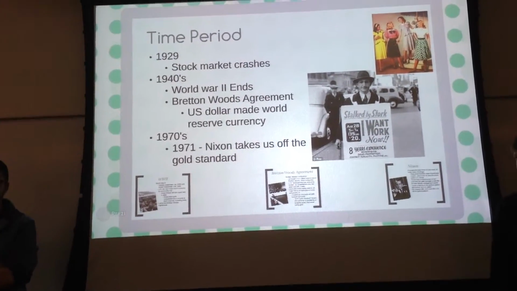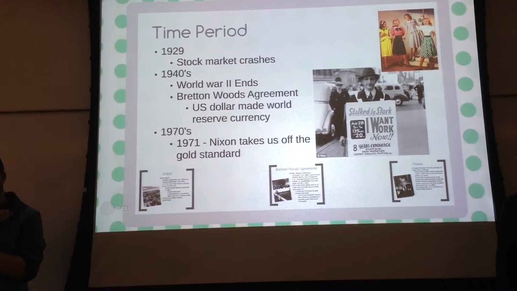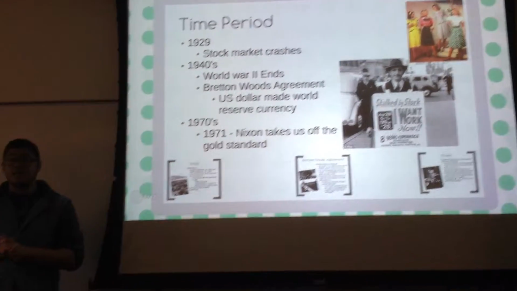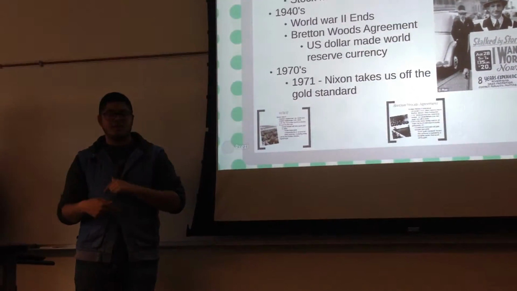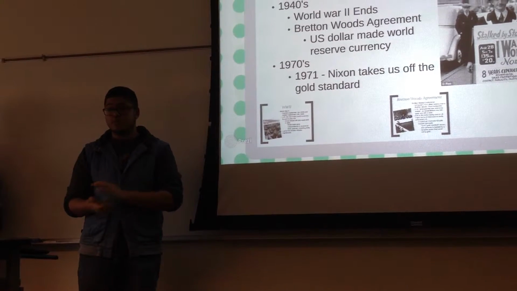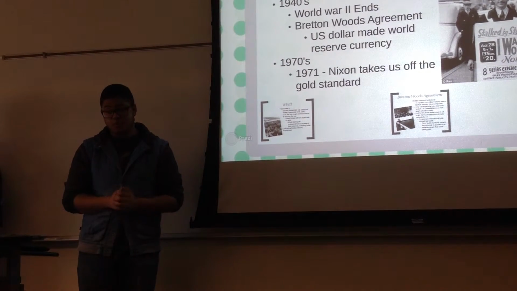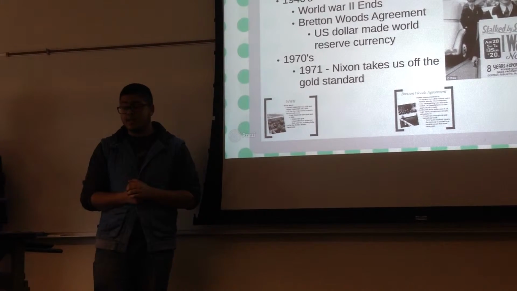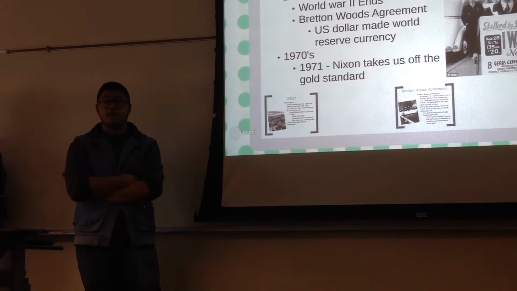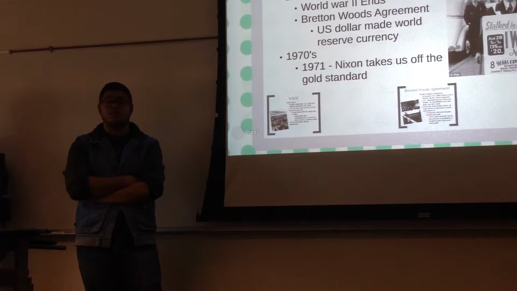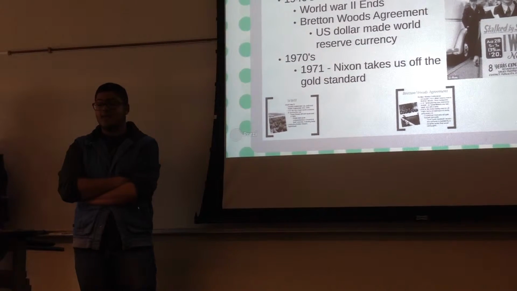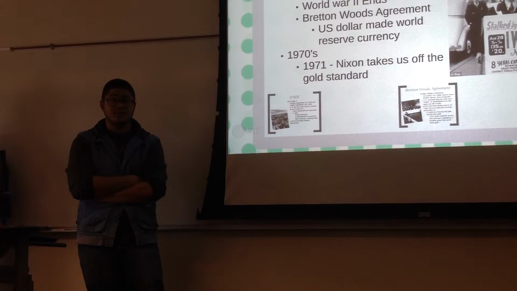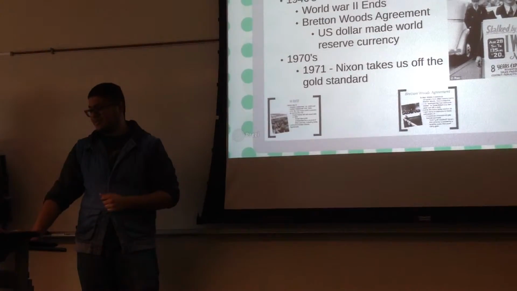Leading into the Great Depression. The Great Depression lasted a good 10 years, and in the late 1930s, the Great Depression was considered to have ended, and immediately after, World War II started. World War II ended in the middle of the 1940s, and that led into the Bretton Woods Agreement, which is where the U.S. dollar was made the world reserve currency, and in the 1970s, Nixon took us off the gold standard. And we're going to talk about all this in depth.